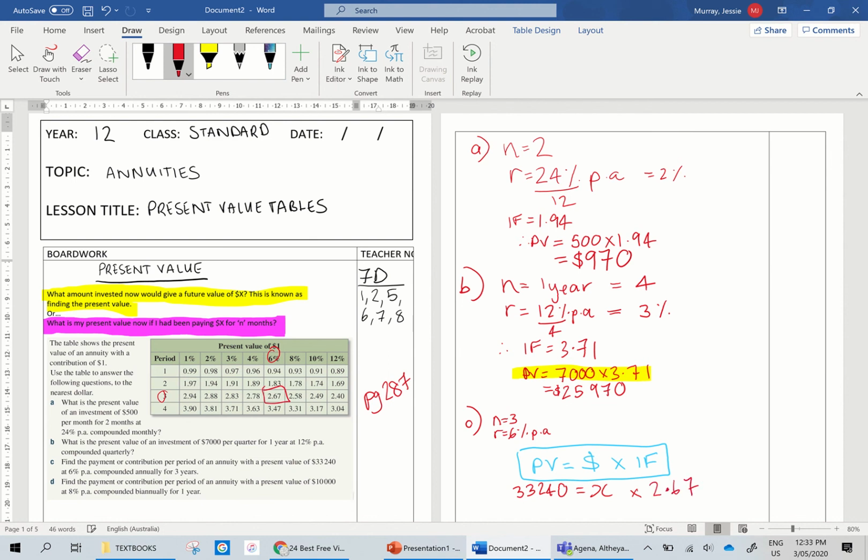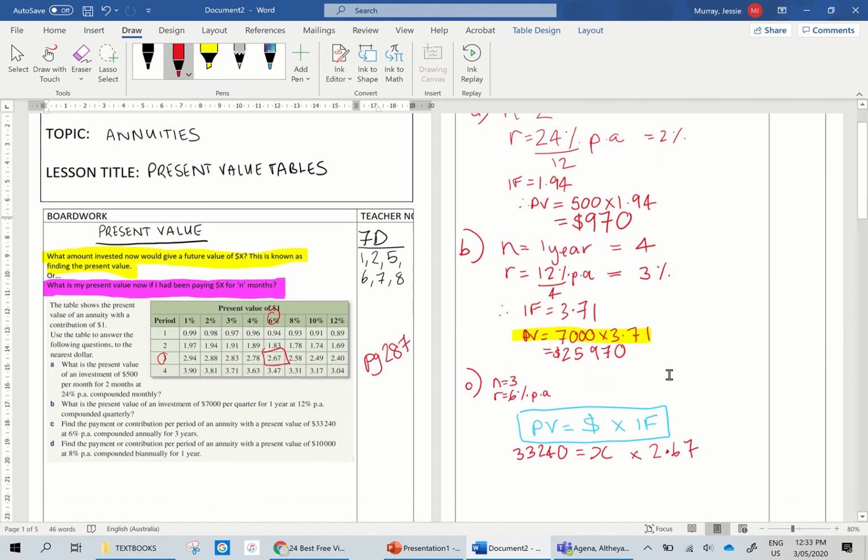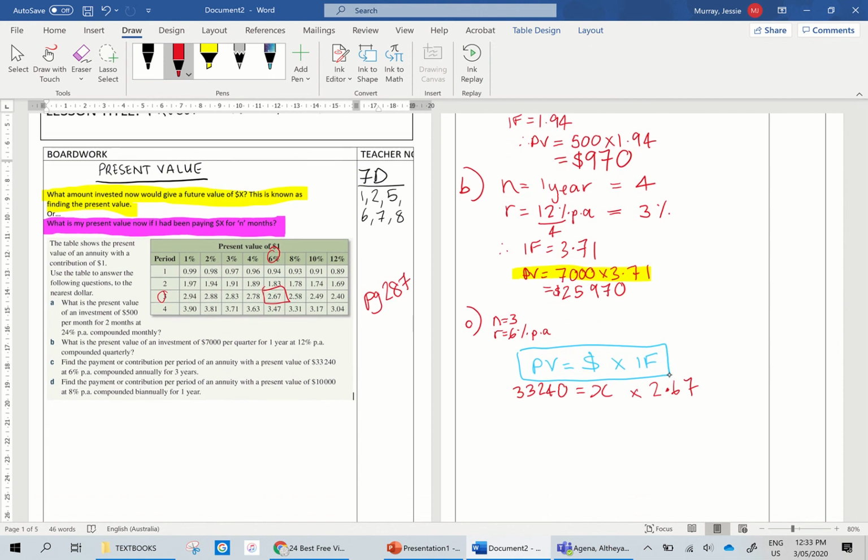And again, it's one of those rearranging questions. I need what that X dollars is. What is that contribution? So I'm just going to divide 33,240 to give me that amount. And my X amount is going to be 12,449. And again, I would write a therefore statement saying, therefore, the payment or contribution per year is 12,449.